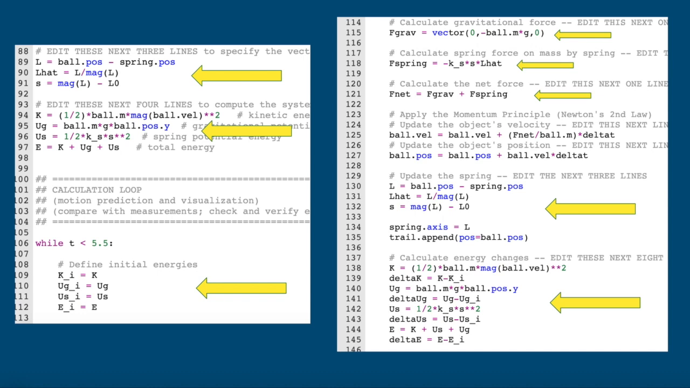So in the first arrow on the left, you can see where I specified L, L hat, and s for the spring. And then next, I specified all the equations for the different types of energy I had, which was kinetic, gravitational potential, and spring potential energy, as well as the total energy formula. Then next, I defined the initial energies, and then on the left, you can see where I plugged in all the formulas and equations to calculate the forces, as well as updating the object's velocity and position, as well as updating the spring and calculating my energy changes.